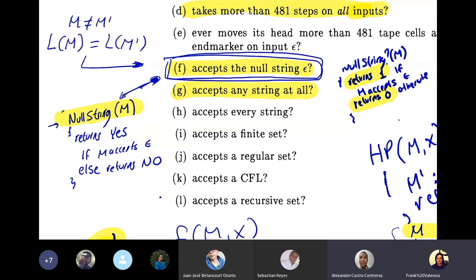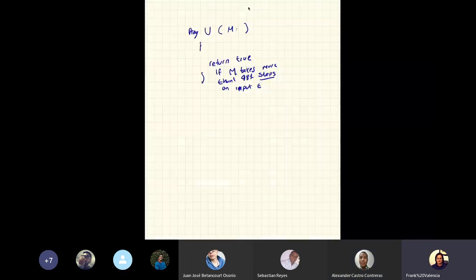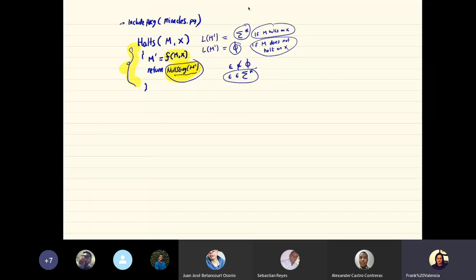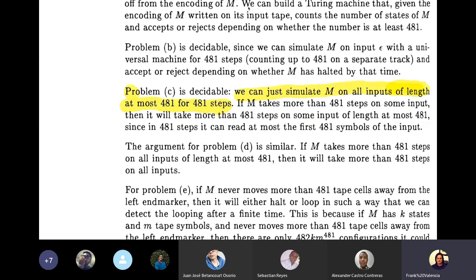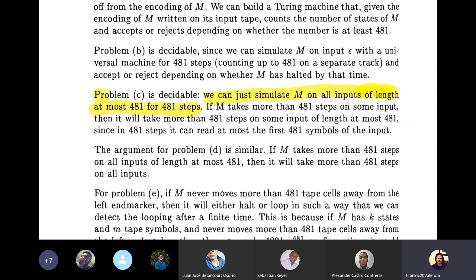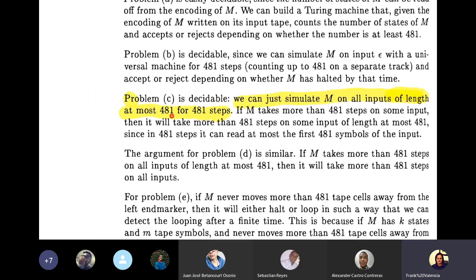Yeah, but this is of at most. So you also include that one. So you simulate the machine on all inputs of length at most 481. That includes the epsilon one.